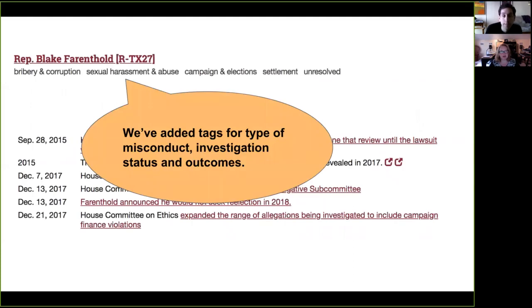We've added additional value with tags for type of misconduct, outcome, and investigation status. Determining whether a misconduct case is over can be particularly difficult to assess. We've taken the existence of committee reports hosted at Congress.gov, either individual reports or summaries of activities for a Congress, as the authoritative source of an investigation's final status.